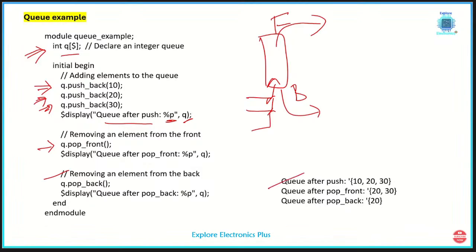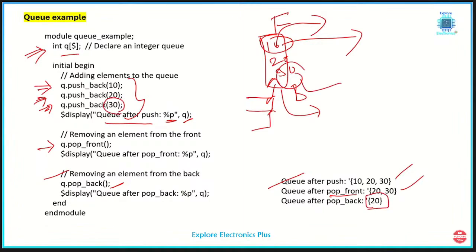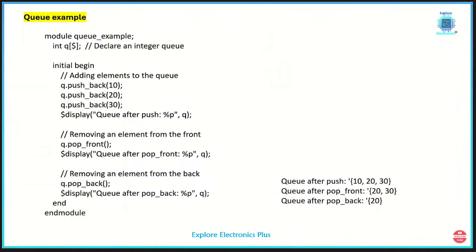After the push, you can see 10, 20, 30 is allocated like this. Pop front we did. We have a value 10, value 20, value 30. If you do pop front, the 10 value will come out. You can see after printing, doing the pop front, we will have only 20 and 30. Suppose you do pop back, the last value we have added will come out, 30 will come out. Then the value remaining is 20. This is how we can use queues. We can access the queue elements from the front and also from the back.